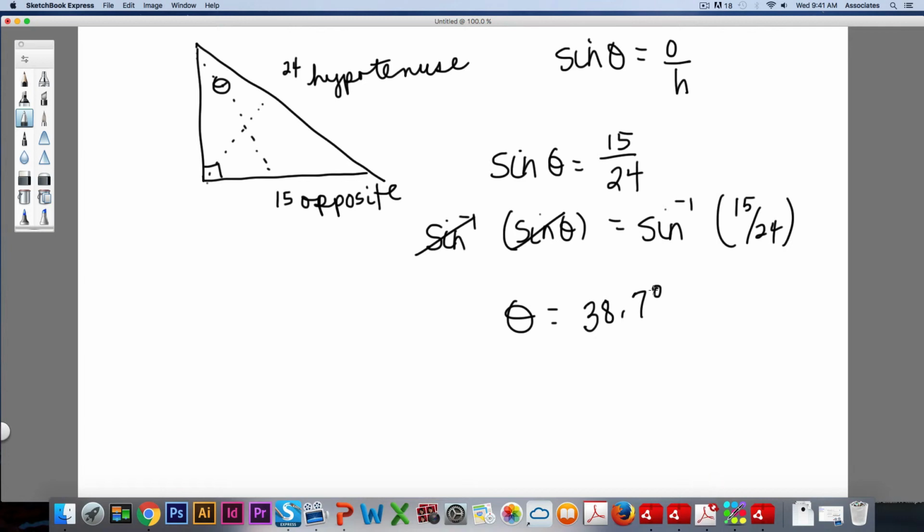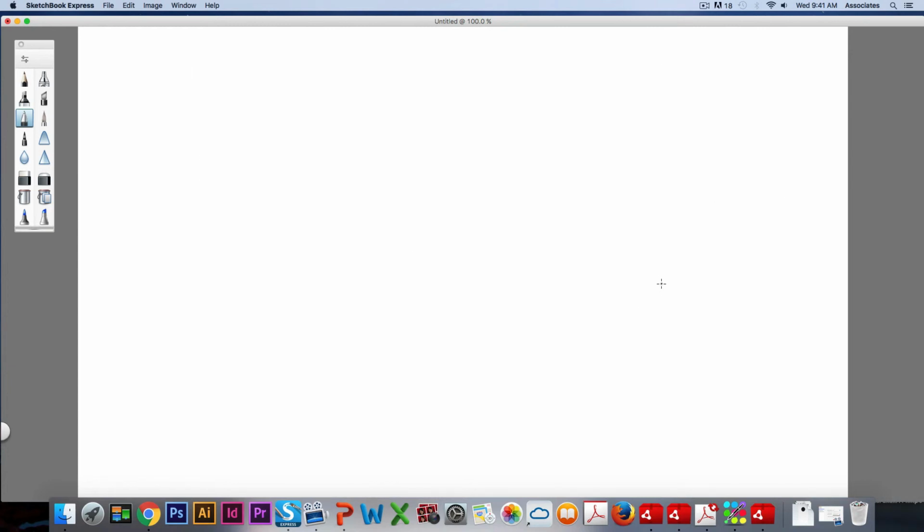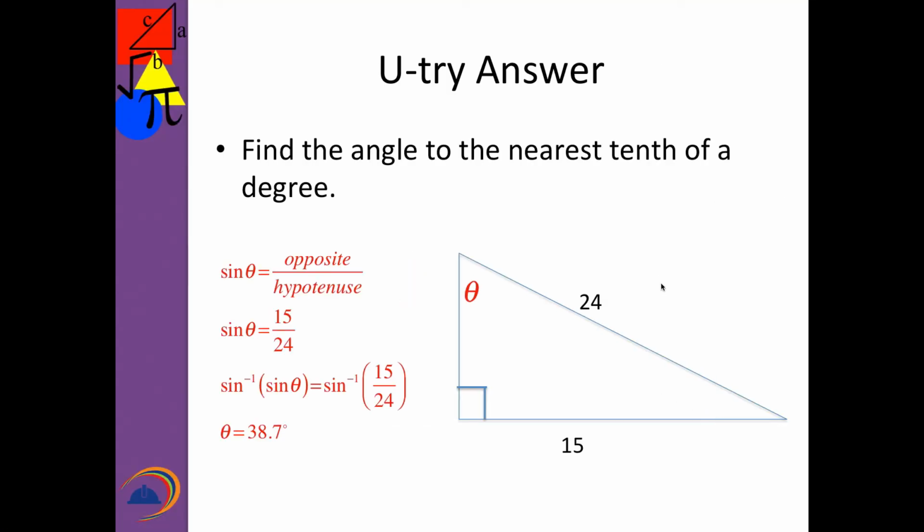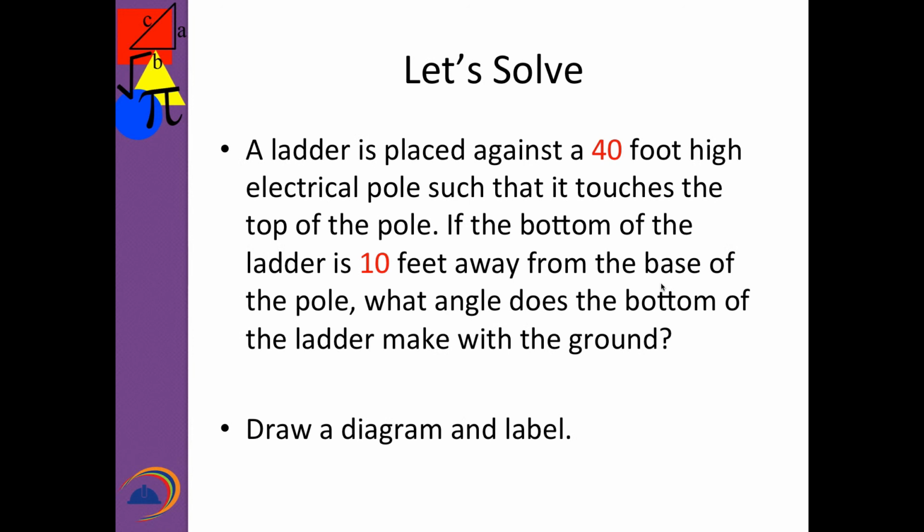All right, welcome back. Let's go back to our PowerPoint. And we got that same answer. All right, now let's first of all get ready. We've already put these values in our note taker, and so I want you to draw a diagram and then label your diagram. So teacher, pause the video until all the students have drawn a diagram.